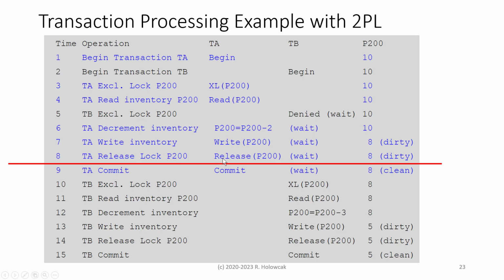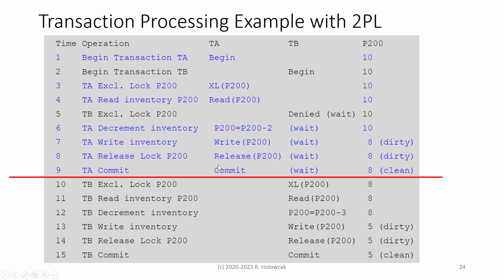Now, transaction A releases its lock on P200, and transaction A commits. The release of the lock and the commit happen together. Even though I've put it on 2 separate lines here, these two really happen very, very close together. Now, that value of 8 is clean because the transaction that wrote 8 to the database has committed.